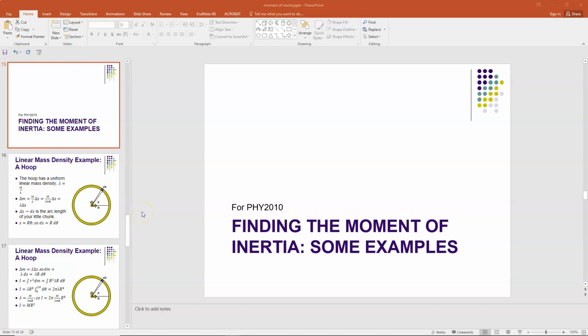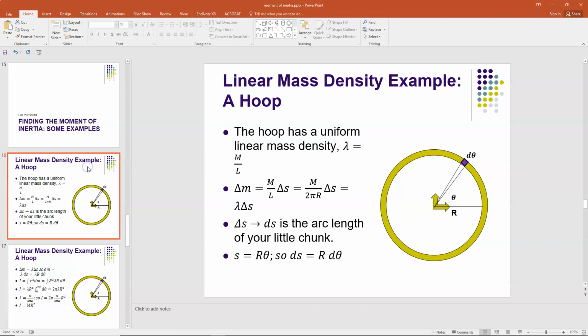In this lecture, I'm going to expand on our idea of finding the moment of inertia and do some example problems for linear mass densities, surface mass densities, and volume mass densities. So first, let's do a linear mass density example.